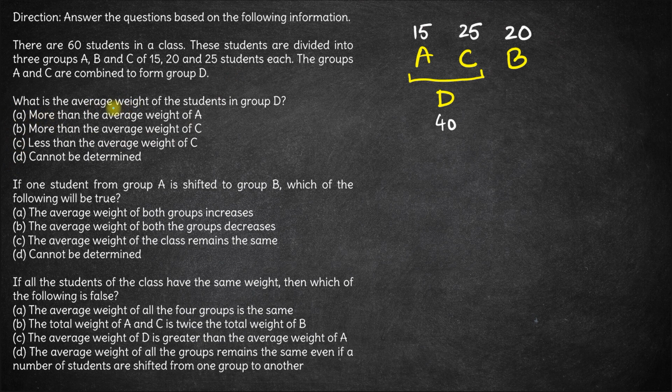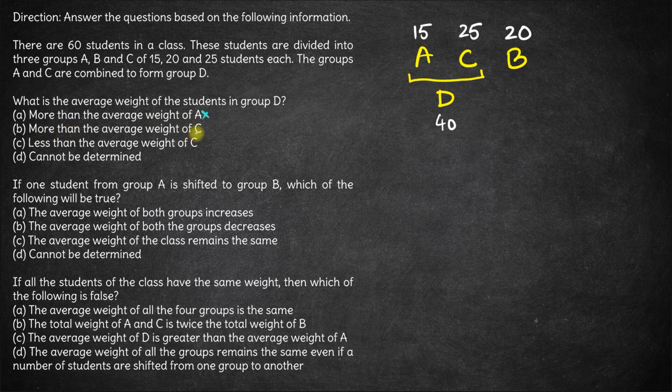First option, the question is, what is the average of group D? Is it going to be more than the average weight of group A? Now since nothing is mentioned, how can we know about it? So we cannot say anything about it, so we cannot be sure about option A.